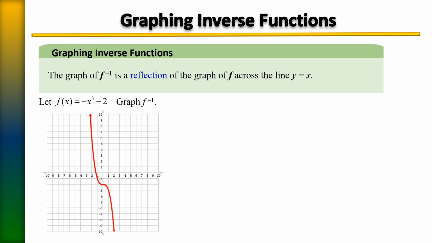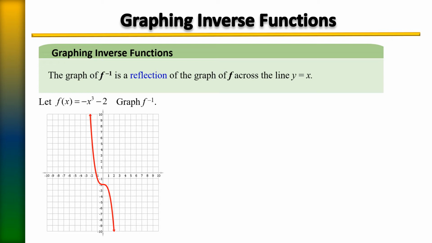Now, if you look at this function, it does pass the horizontal line test, so it is a one-to-one function, because remember, it has to be a one-to-one function in order for you to find the inverse of it.